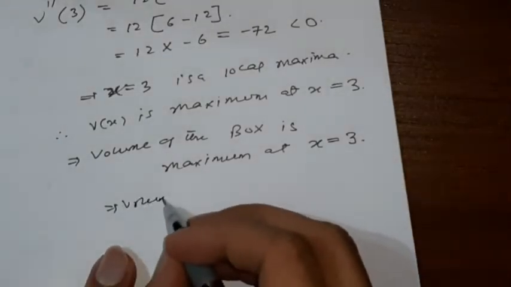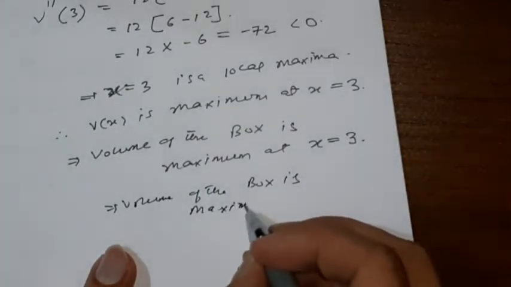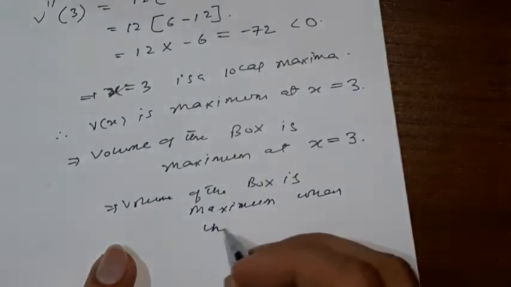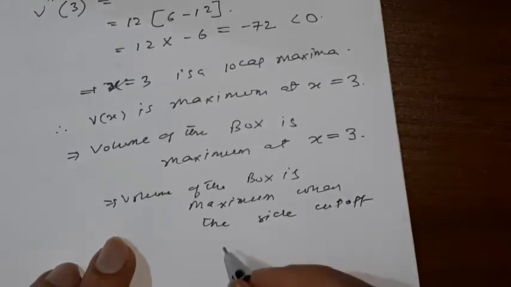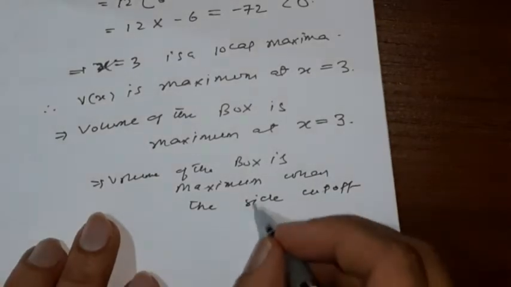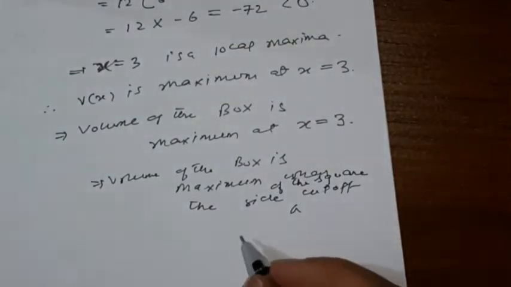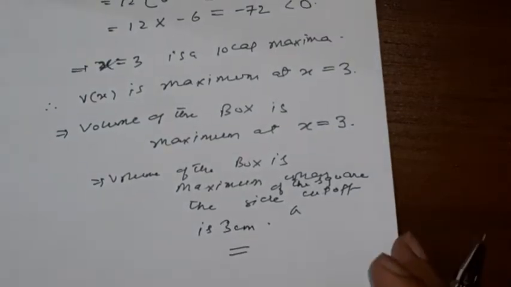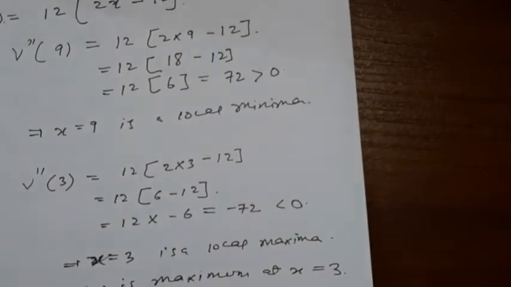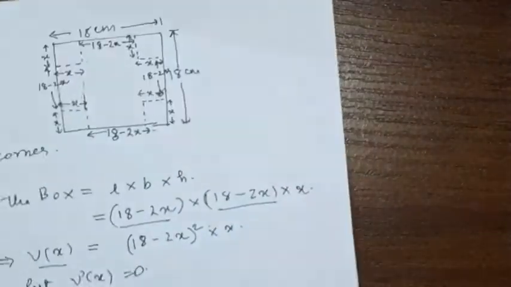So the volume of the box is maximum when the side of the square cut off is 3 centimeter, right? So this is how you have to solve these word problems. Okay, so that was the 17th one. Now let us go to the 18th one.